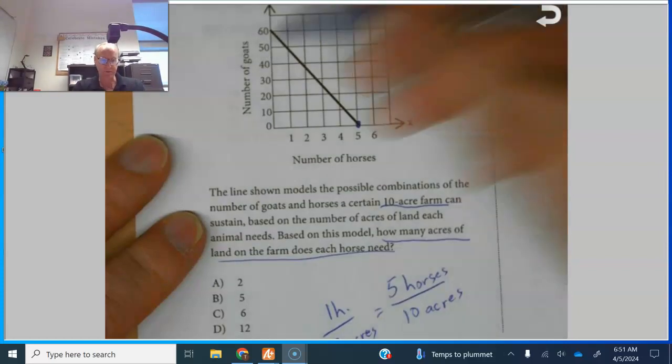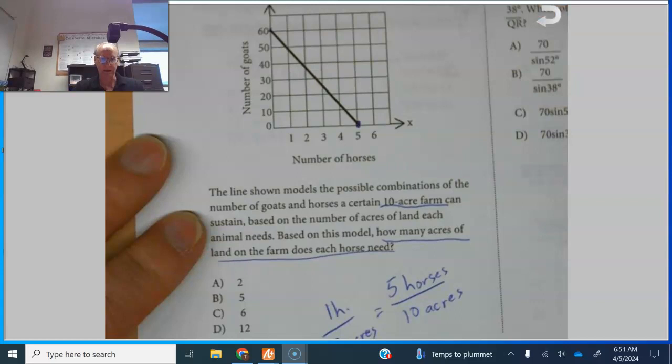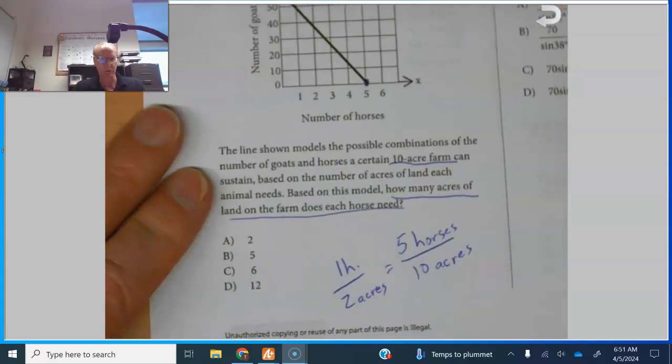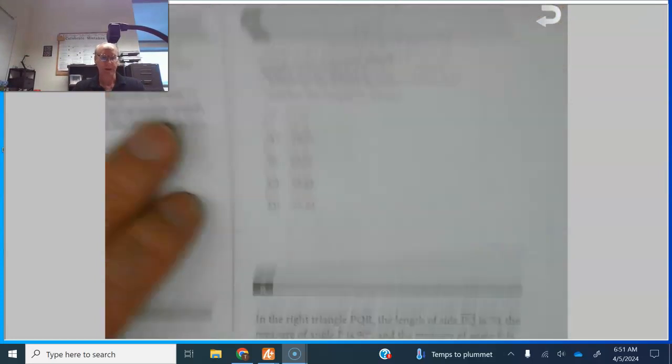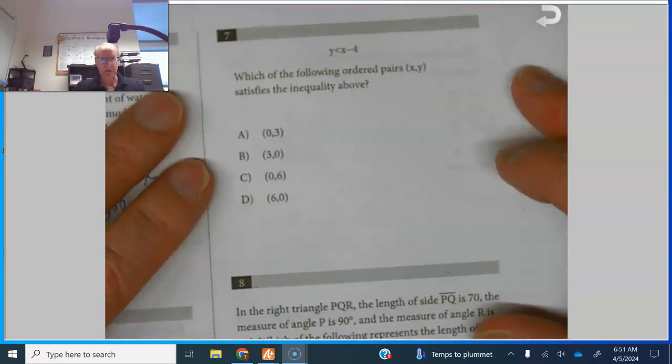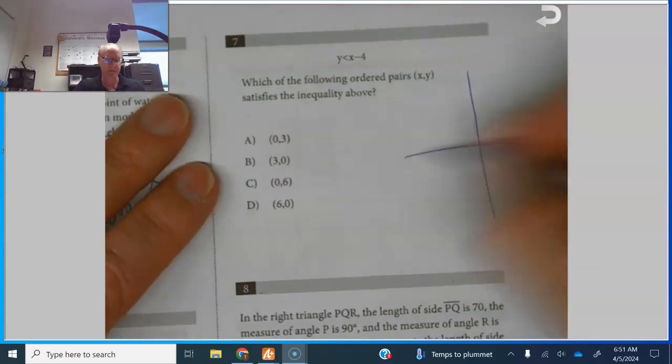If you did the same thing with the goats, you would just put the 60 goats in 10 acres. So each goat would require 1/6 of an acre. This is 2, and we're done. I like these a lot. Which of the following ordered pairs? Now, some people are going to graph this situation. It happens to look like this.